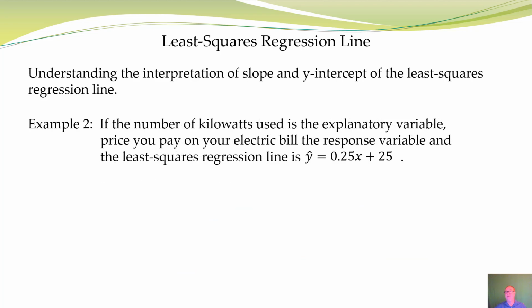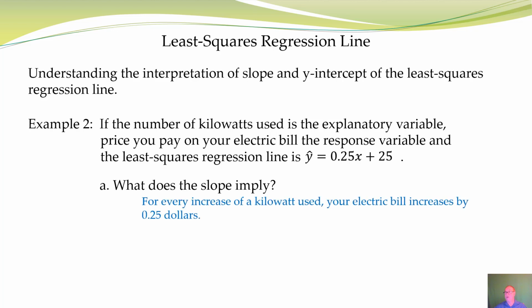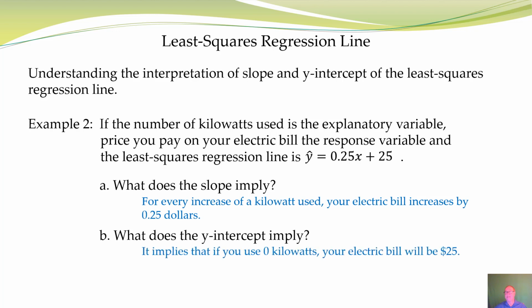Example 2. If the number of kilowatts used is the explanatory variable, the price you pay on your electric bill is the response variable, and the least squares regression line is y hat equals 0.25x plus 25. What does the slope imply? For every increase of a kilowatt used, your electric bill increases by $0.25. What does the y-intercept imply? It implies that if you use 0 kilowatts, your electric bill will be $25. And can we use 0 kilowatts? Yes. If you had nothing turned on in the house, you would still pay a basic fee of $25.